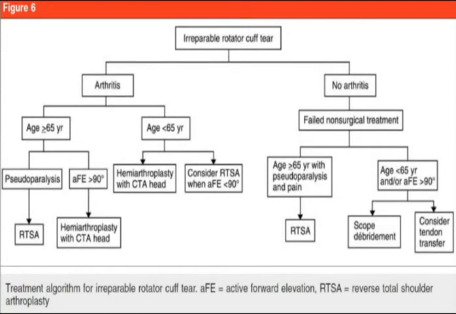If they don't have any arthritis, they've got a cuff tear and they failed the treatment, then again, you can do either debridement, or you can do a tendon transfer if they're young, or you can do a reverse total shoulder replacement.